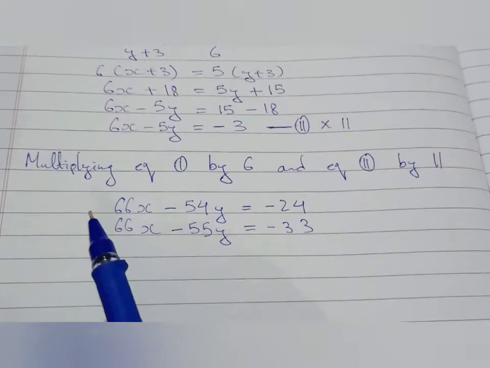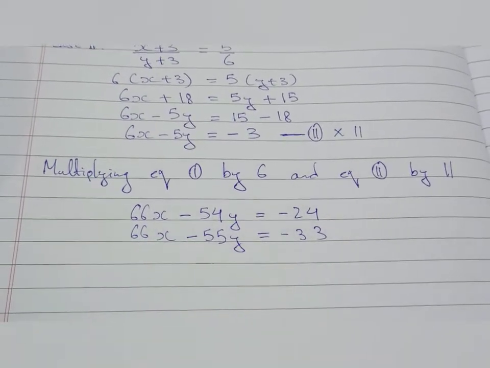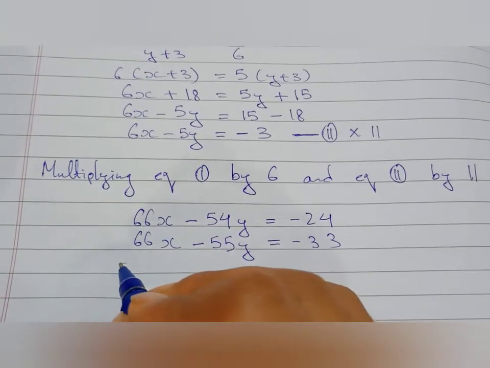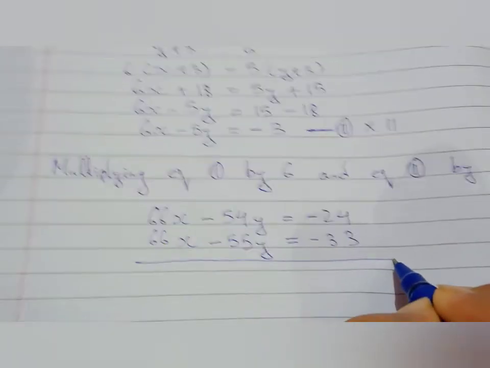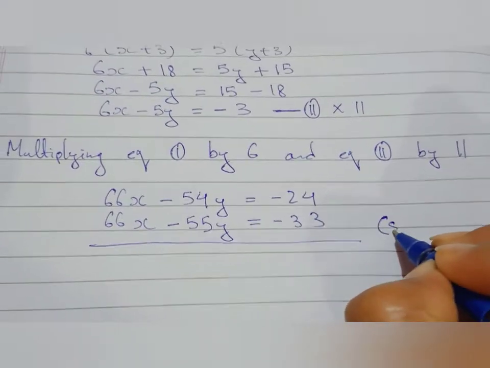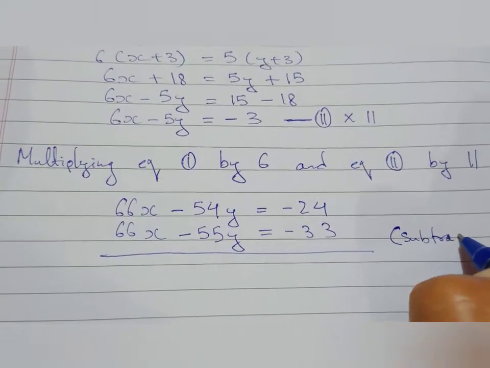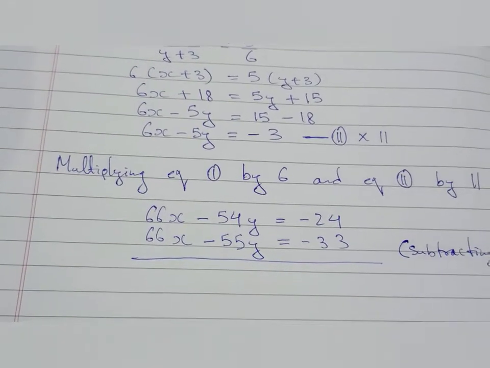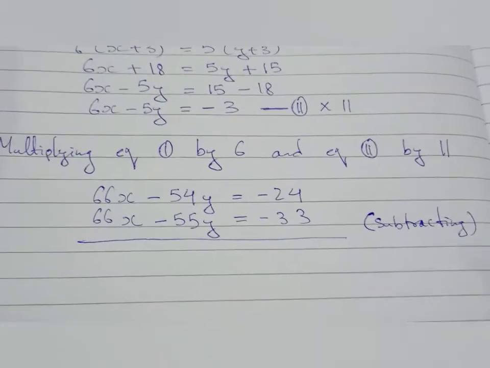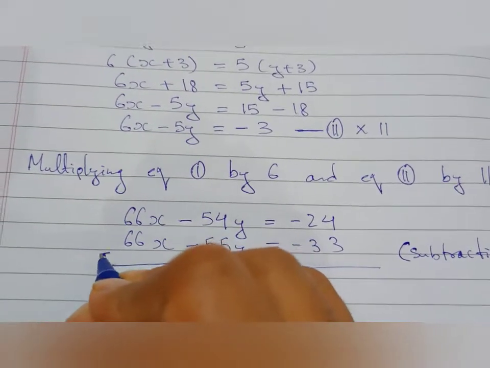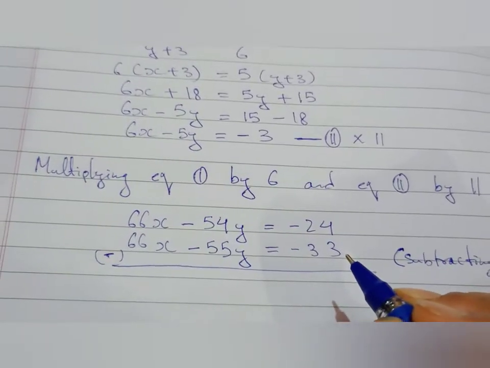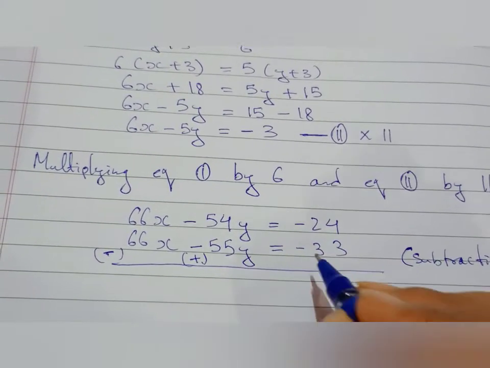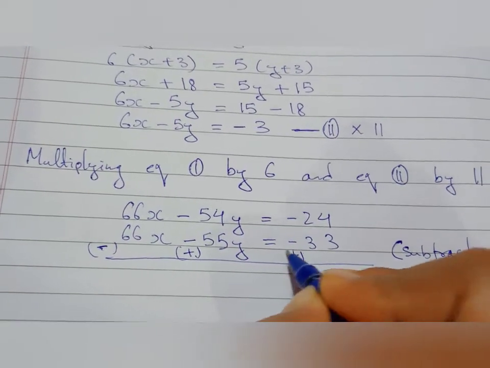Now we have got the coefficients of x equal, but the signs are also the same. So in order to make the signs opposite, we will subtract the two equations. While subtracting, the sign of the lower equation gets reversed. Had the signs already been opposite, we would have added the two equations. So on subtracting, plus 66 in the lower half will get converted to minus, minus 55y will get converted to plus, and minus 33 will get converted to plus.